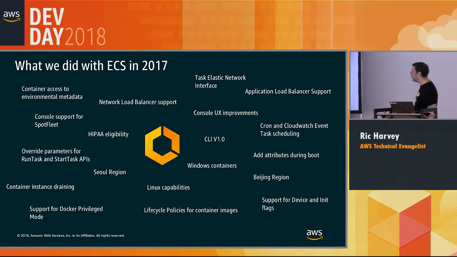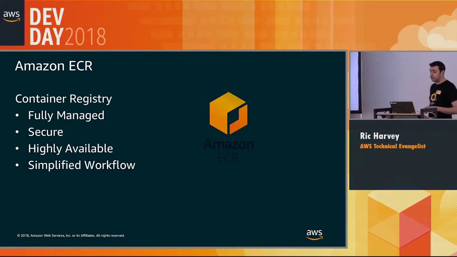So what underpins all this? We've got Amazon ECR. ECR is our container registry. It's a private registry. It's fully managed. It's very secure. Integrates with IAM controls. It's highly available. You don't have to do any of the scaling of it either. And it simplifies your workflow.